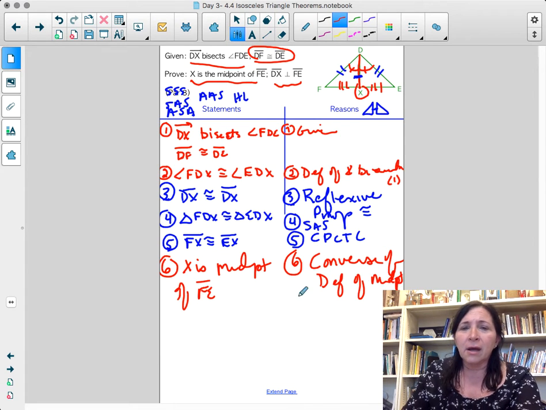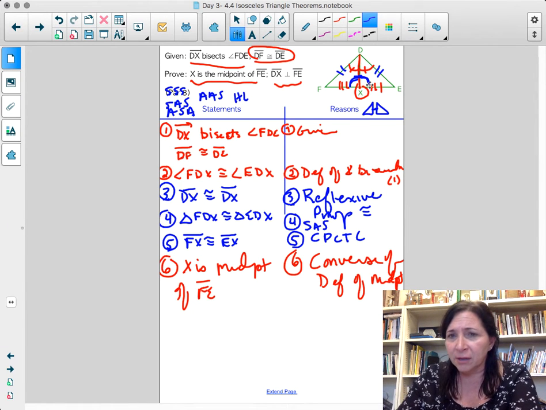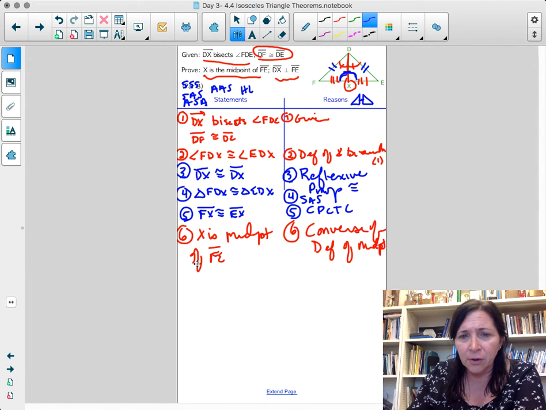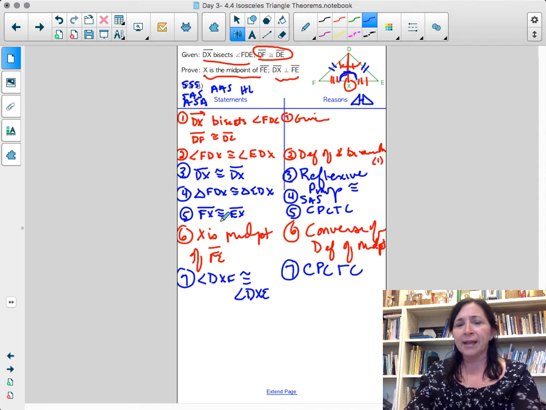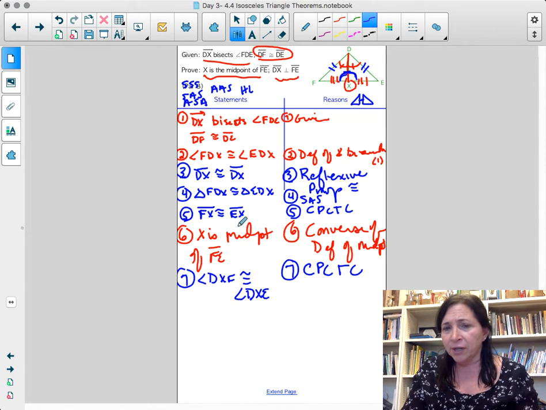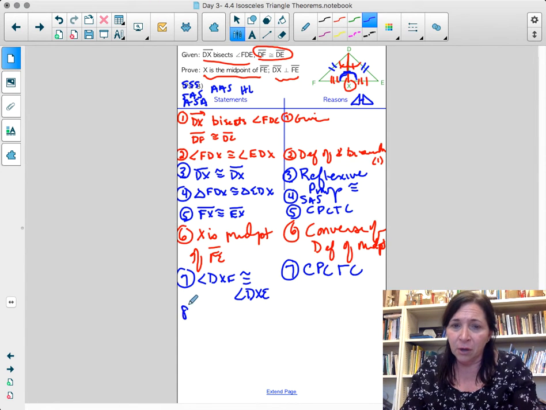Okay, now, lastly, I also know from CPCTC, corresponding parts of congruent triangles are congruent, that this angle in here is congruent to this angle in here. So therefore, I know for step number 7 that angle DXF is congruent to angle DXE. And that's from CPCTC. And I guess I could have put it with 5 if I wanted to combine those, but it's also good to separate your steps, even though it does make it a little bit longer.